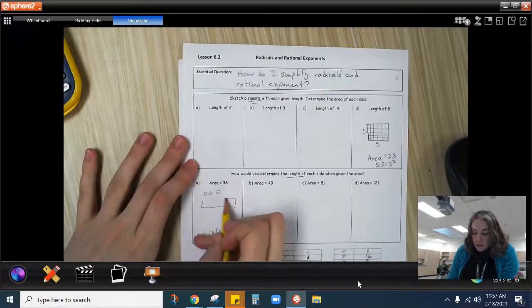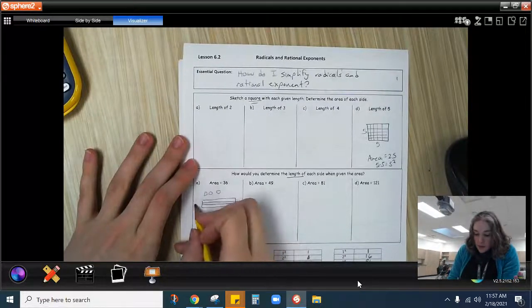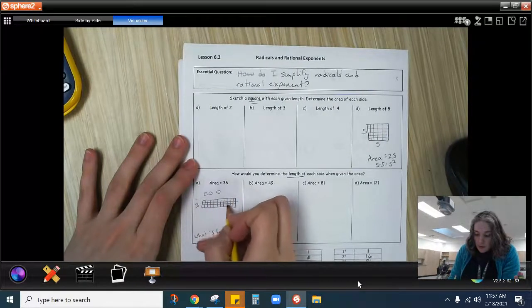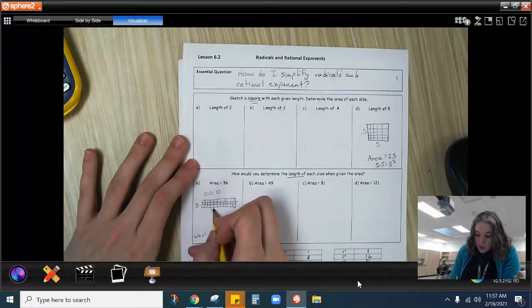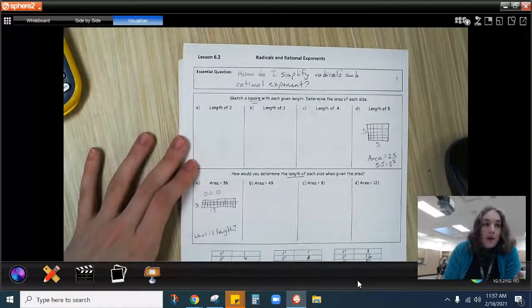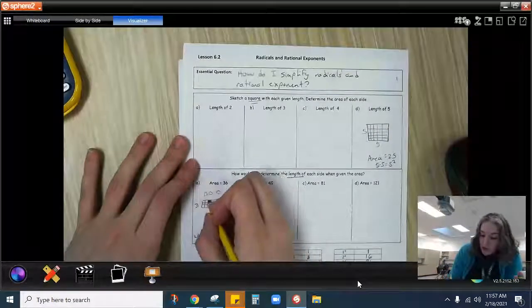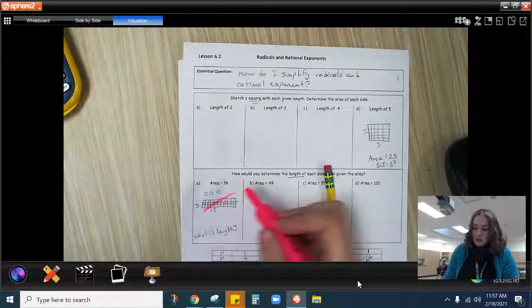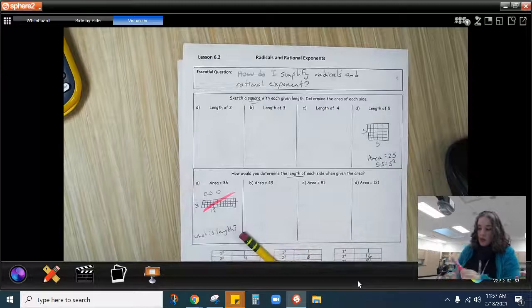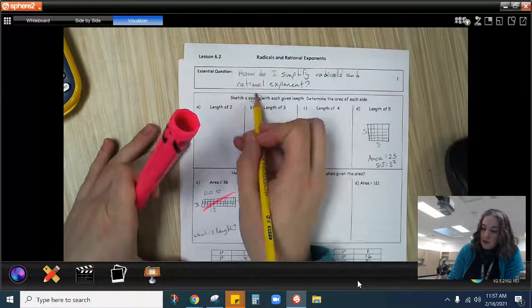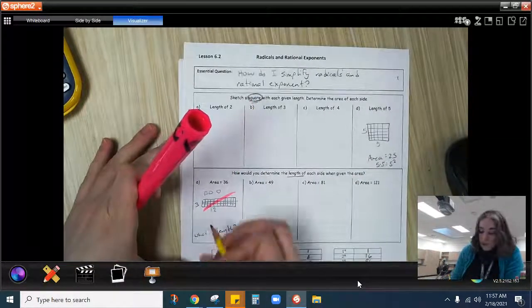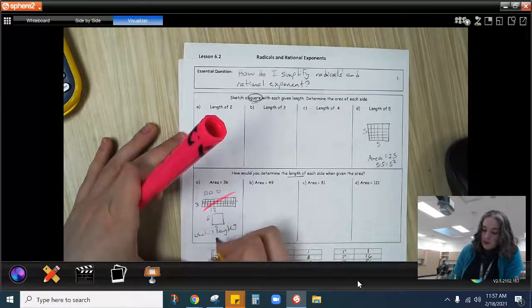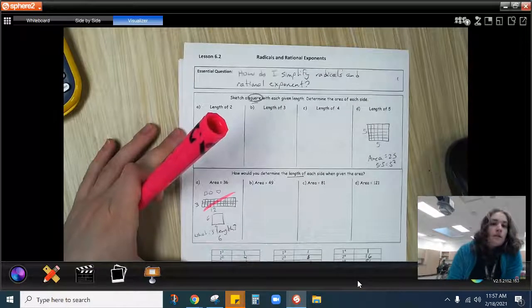Now, I could make it so that it was a 3 by 12, that would get 36, but that is not a square. So this does not work because it has to be a square. All right, it has to be a square. So that means I would need a 6 by a 6. That would have an area of 36. So what's the length? 6.